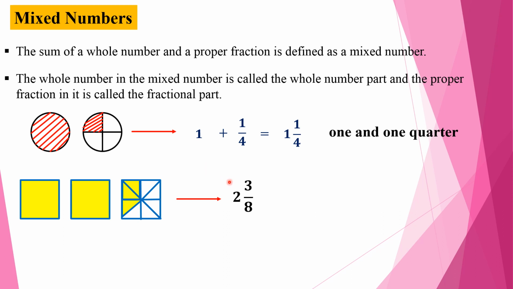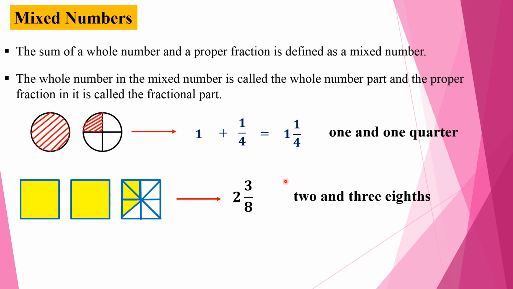So this can be expressed as 2, these 2 whole units, and 3/8 means we have shaded 3 parts out of 8 parts. So this can be read as 2 and 3/8. And here I have mentioned that there's a whole number part and a proper fractional part for a mixed number. Now let us see what they are.